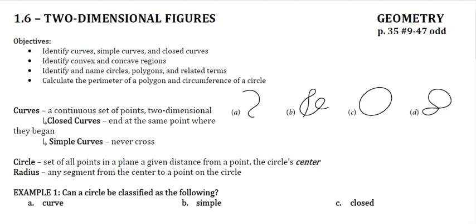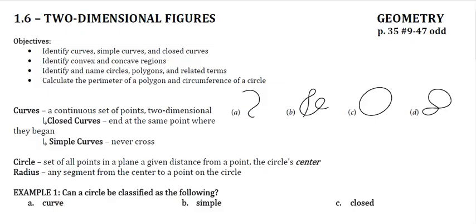All right, today we are doing 1.6 two-dimensional figures. Our objectives are: we're going to identify curves, simple curves, and closed curves. We're going to identify convex and concave regions of a shape, identify and name some circles, polygons, and related terms, and calculate the perimeter of a polygon and circumference of a circle. So hopefully a lot of review for you today.